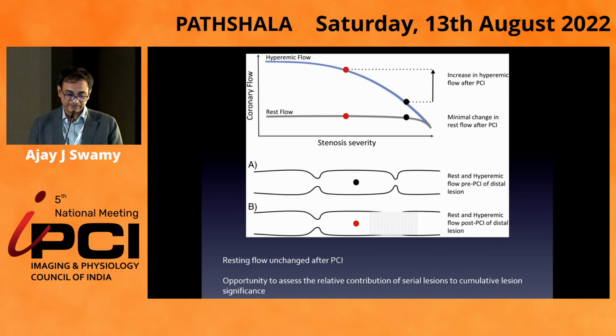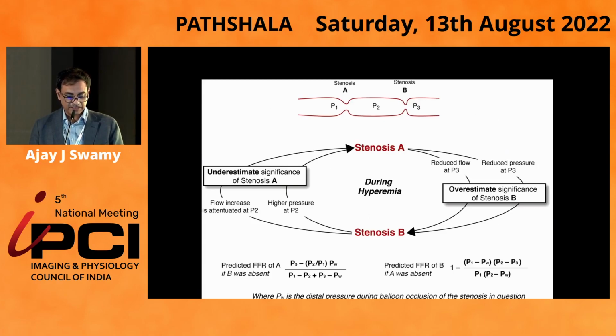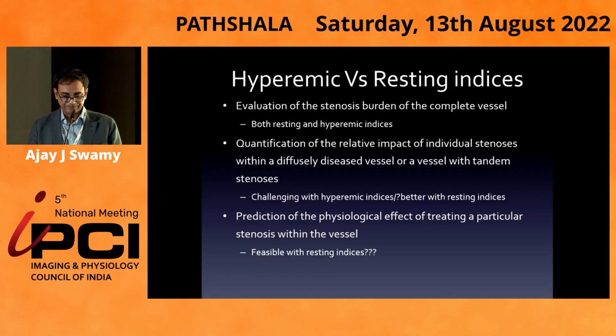This is what I mean. This is a diagram which we have seen earlier. This is what we're aiming for. Hyperemic flow, but rest flow remains unchanged until we come down to 0.65 or less. So we're able to assess the relative contribution with this and with stenosis severity. And there is not much interaction with these two because the flow remains constant. Thus, evaluation of serial stenosis burden of the complete vessel can be done with both.